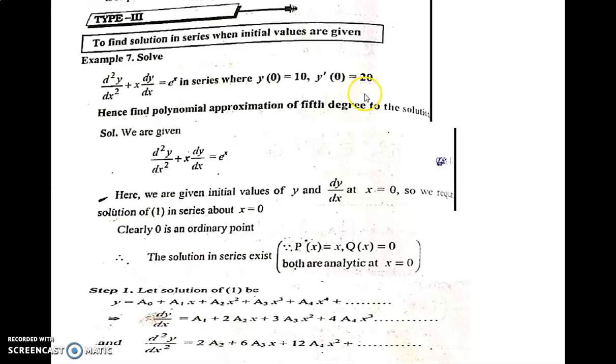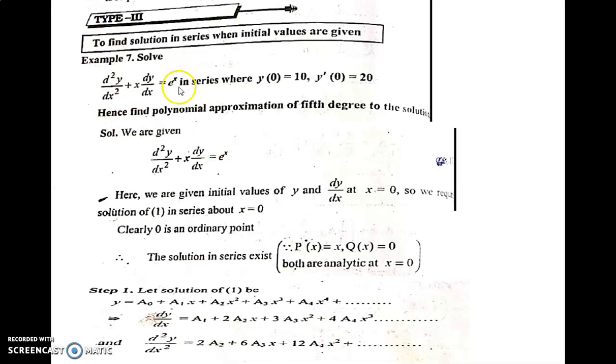Y dash is what? dy by dx. So, at x equals 0, we are given both the values, y and dy by dx. This is called initial values. When we are given y(0) equals 10 and y(1) equals 50 or something else, then these are called boundary value problems. Here we are given boundary values, but when we are given the values at the same point, that is x equals 0, of y and its derivative, they are called initial values.